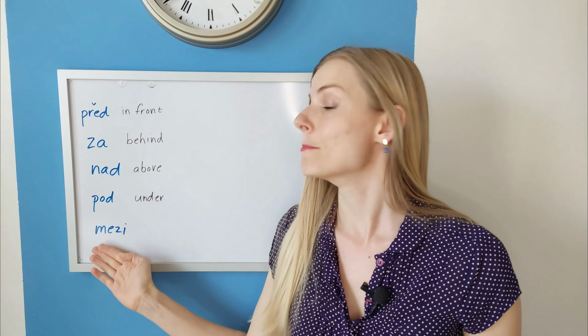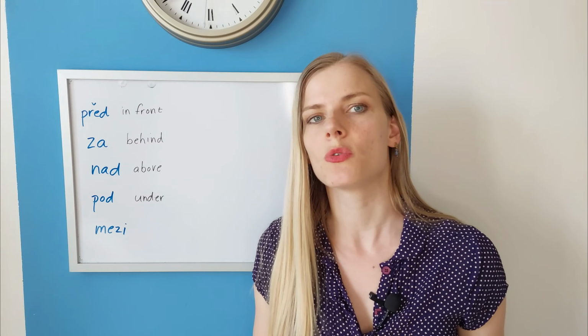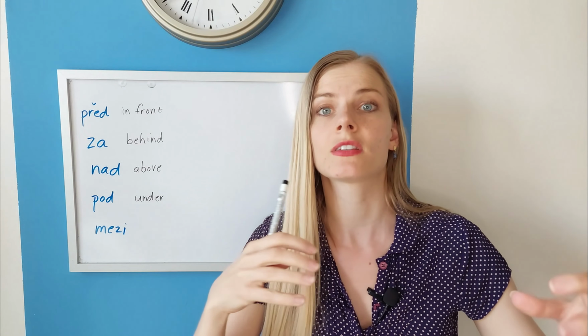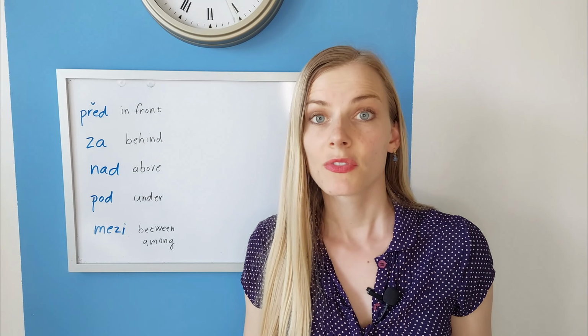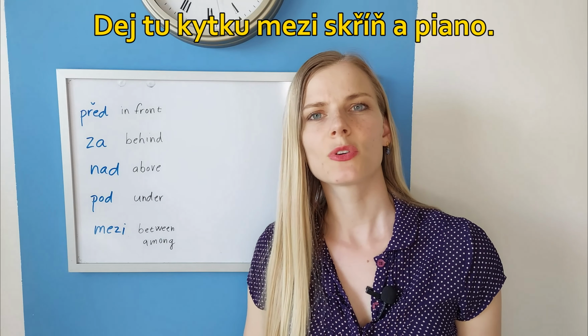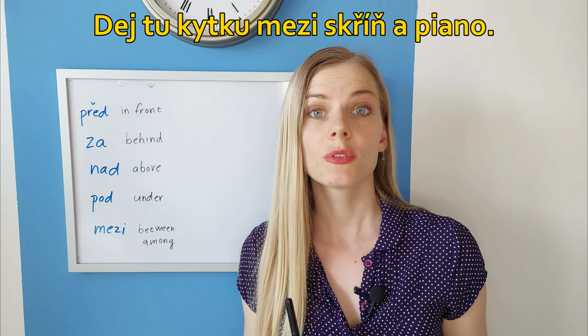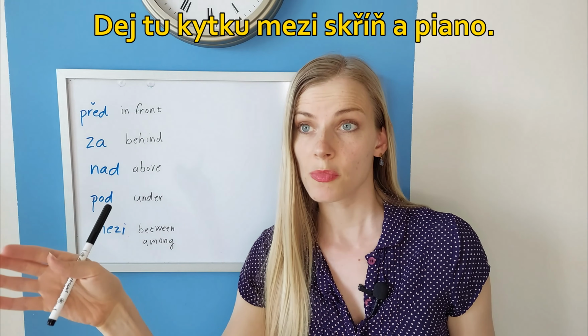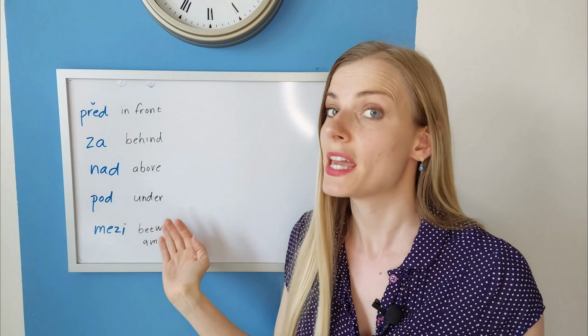And the last one, mezi. Mezi means between and also among. It doesn't only mean between two things, but among various objects or people. For example, dej tu kytku mezi skříň a piano. Put the plant between the wardrobe and the piano. So these are prepositions of place.